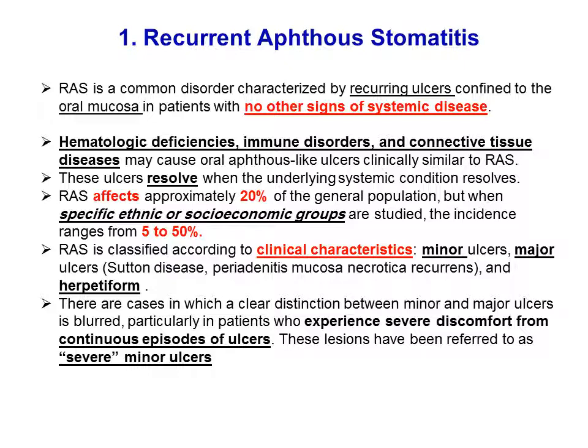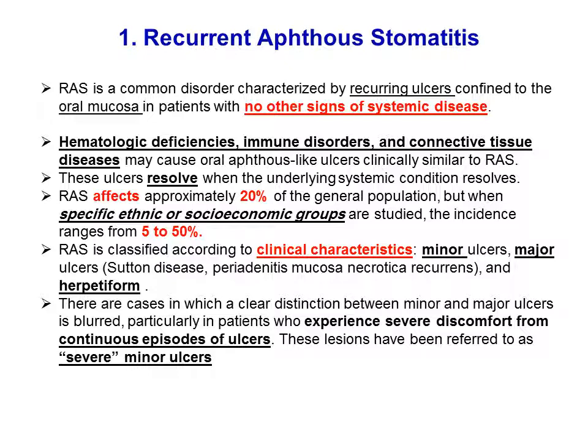Recurrent aphthous stomatitis is a common disorder characterized by recurring ulcers restricted to the oral mucosa, but there should be no other sign and symptom of other systemic disease. So to say that this patient has recurrent aphthous stomatitis, there should be no other sign and symptom of other systemic diseases. Hematological deficiency, immune disorder, connective tissue disease, all these may be associated with this type of stomatitis.